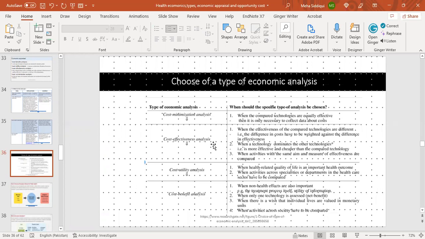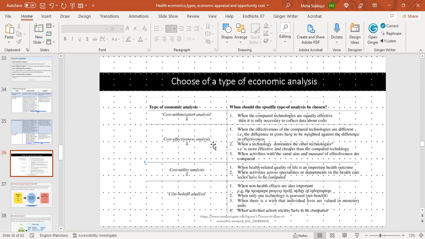And then comes cost effectiveness analysis. When the effectiveness of the compared technologies is different, that is, different in cost, the difference in cost has to be weighed against the difference in effectiveness. Also when a technology dominates the other technologies, that is, it is more effective and cheaper than the compared technology. Third is when activities with the same aim and measure of effectiveness are compared. Then comes cost utility analysis. It is chosen when health related quality of life is an important health outcome, and when activities across specialties or departments in the healthcare sector have to be compared.